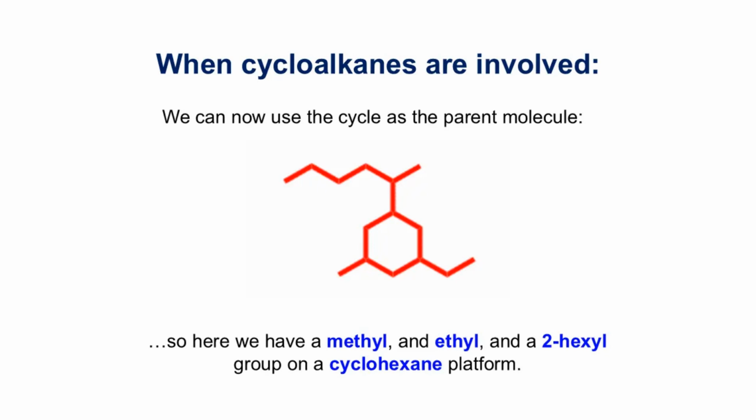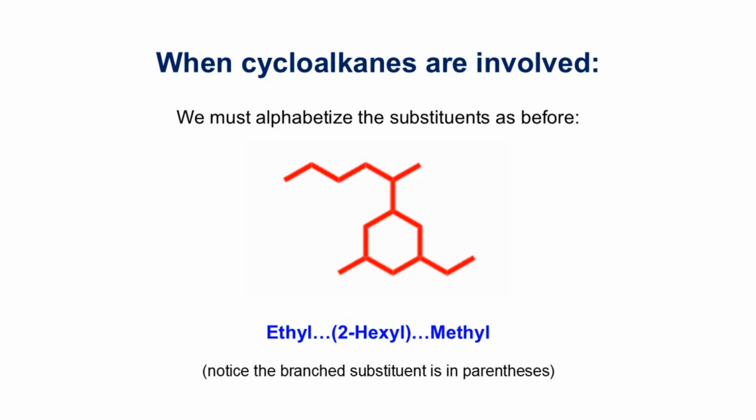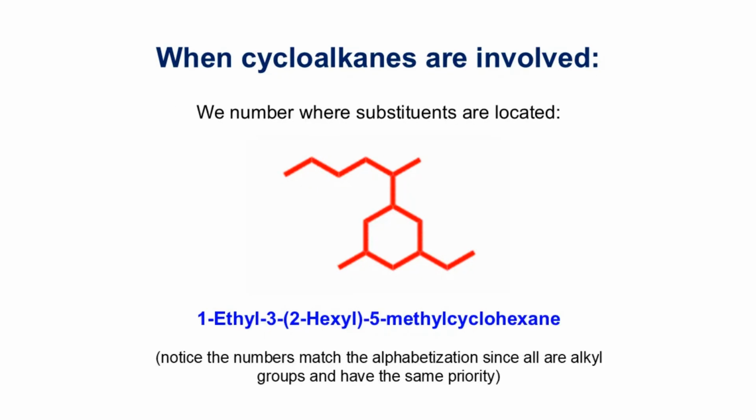Here cyclohexane will be used as the platform, with ethyl, 2-hexyl, and methyl groups as substituents. Notice that the hexyl chain is attached at its second carbon, hence 2-hexyl. The substituents are alphabetized as usual, leading to ethyl, 2-hexyl, and methyl as the order. The branch 2-hexyl is in parentheses to indicate that the number is the point of attachment on that chain. Putting the pieces together, we get 1-ethyl-3-(2-hexyl)-5-methylcyclohexane.